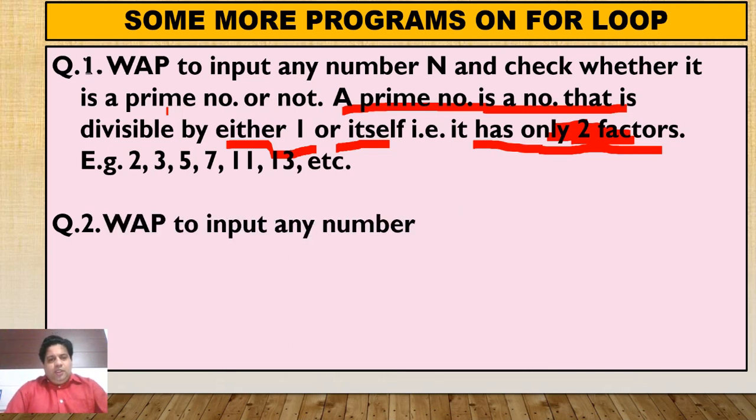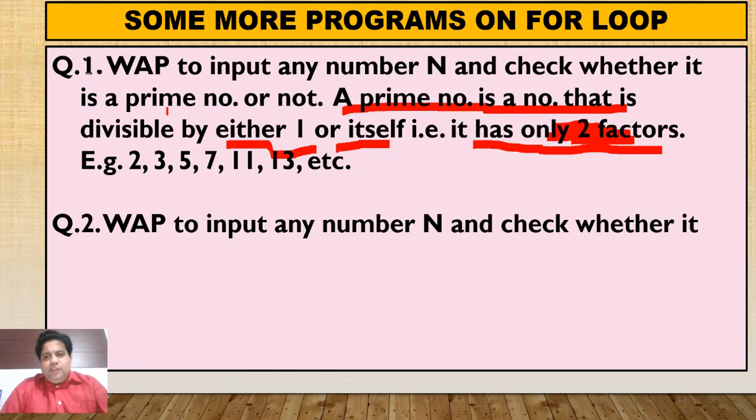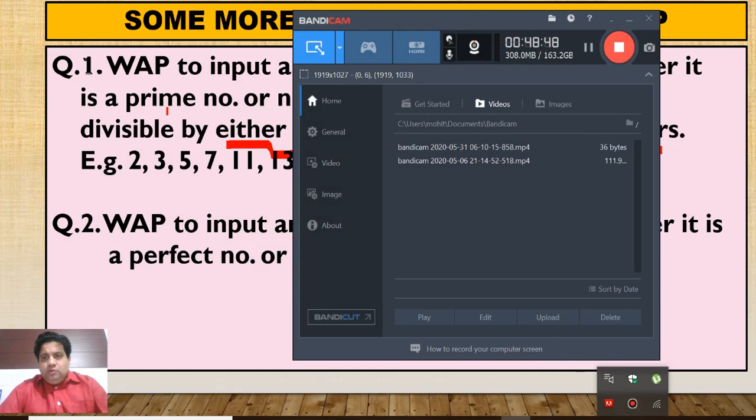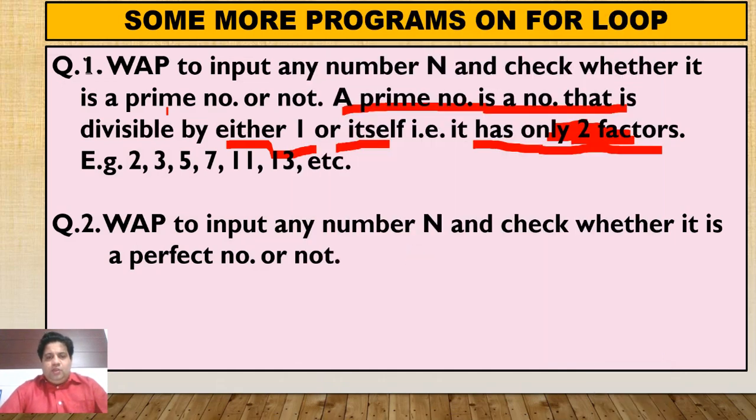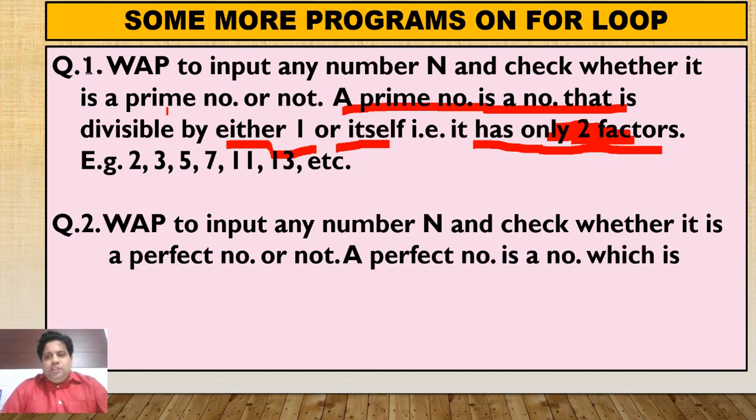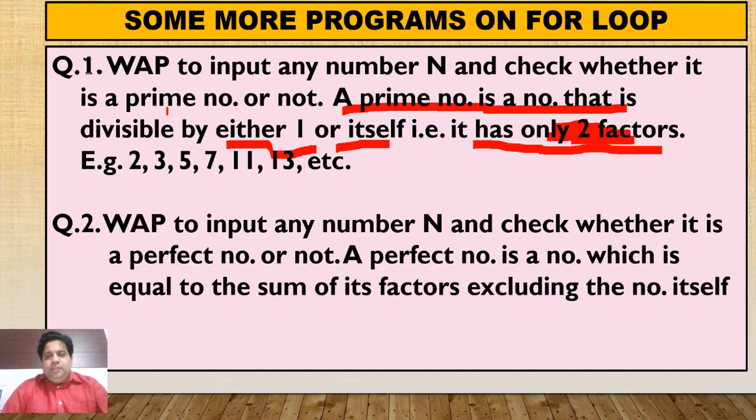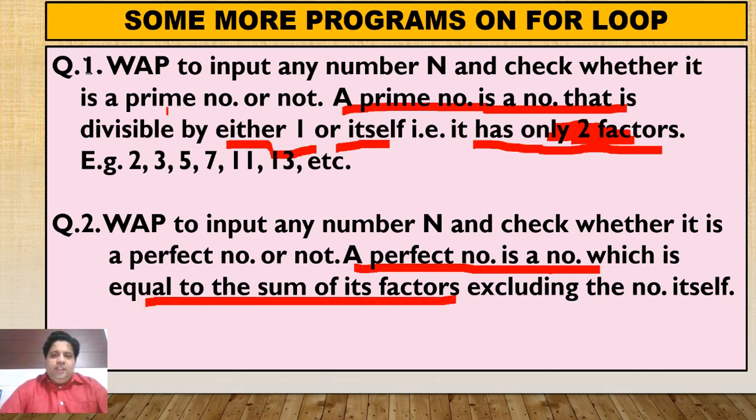Now the second program says input any number n and check whether it is a perfect number or not. Now what is a perfect number? A perfect number is a number which is equal to the sum of its factors, excluding the number itself. Are you getting this point? Now this program we have already done. We have already done how to find the sum of factors, excluding the number.